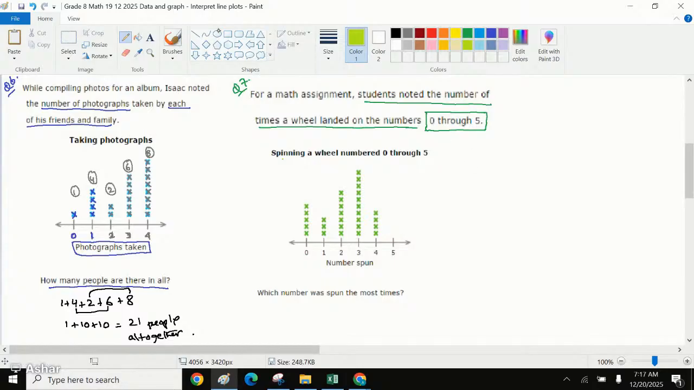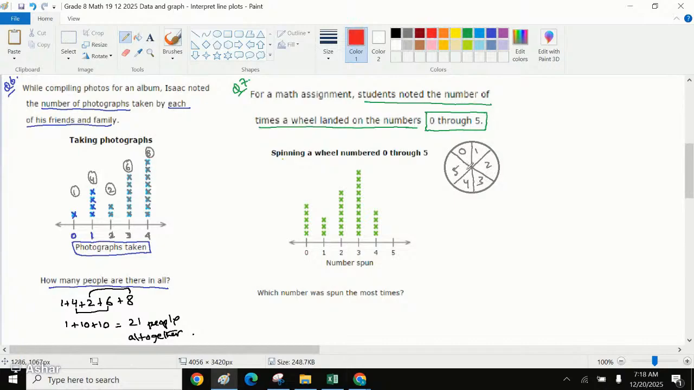So let's suppose this is a wheel. The wheel has the numbers 0 to 5, right? Let's break it into 1, 2, 3, 4, 5, 6 possibilities. So we break it down over here. So we can say the numbers were 0, 1, 2, 3, 4, and 5.